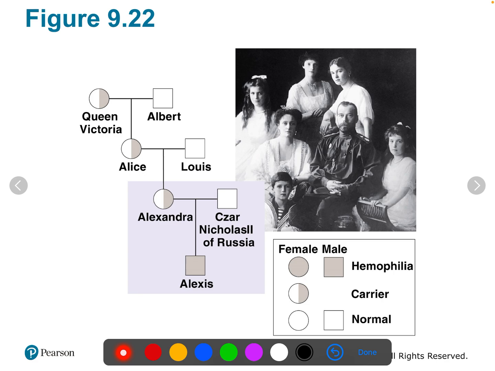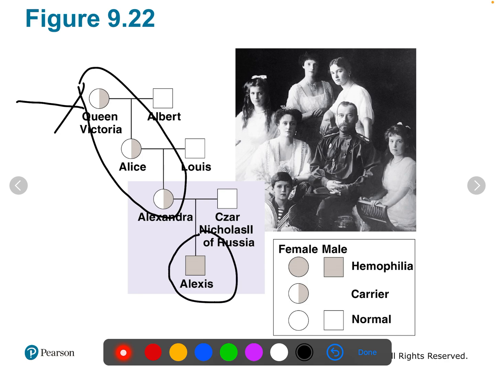Okay, so in this case, we have a pedigree of the European royal families. In this particular case, this is the Romanov Russian royal family, which dates all the way back to Queen Victoria of England, who had a daughter named Alice, who had a daughter named Alexandra. And you can see these three were all carriers. Okay, and Alexandra actually passed on color blindness to her son Alexis.